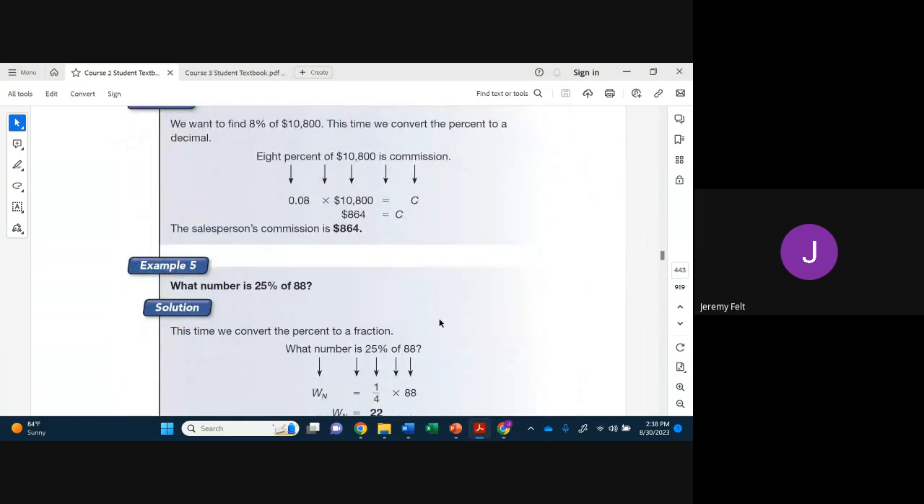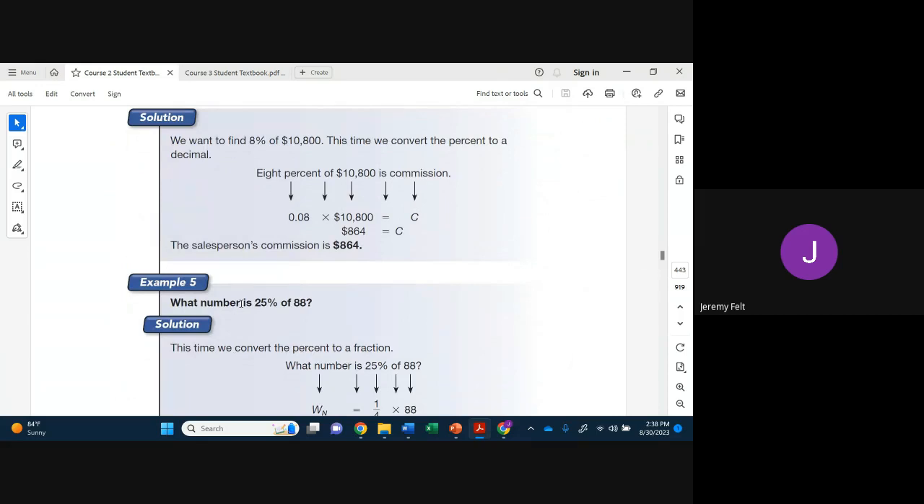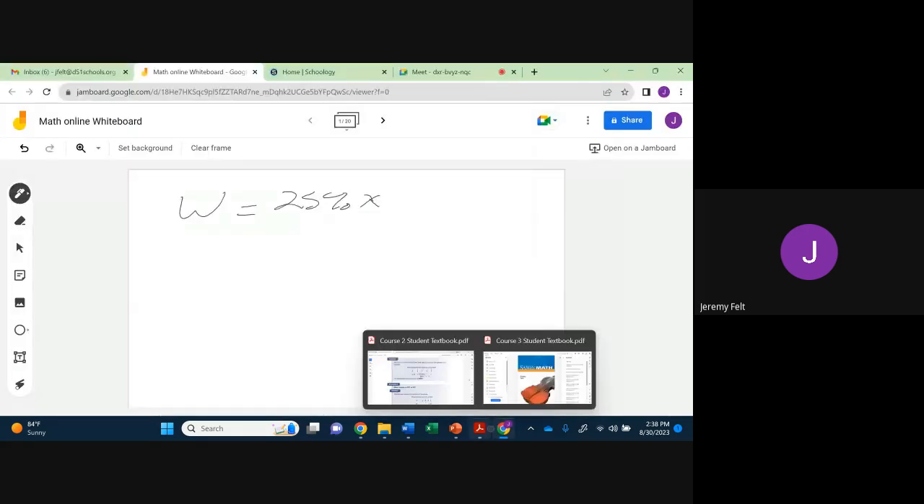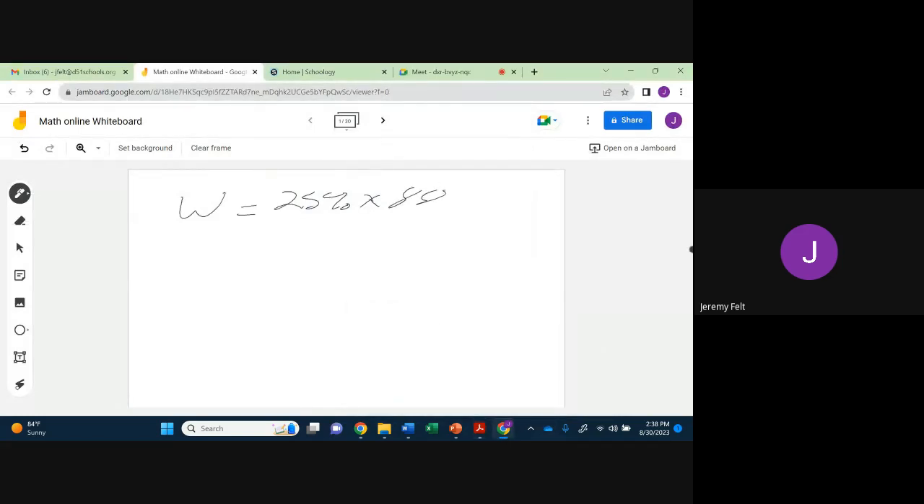Let's do this, it's a percentage. What number is 25% of 88? So what number, we can call whatever, equals 25% of 88. Well, 25%, we can convert that to a fraction, 1/4, or we could just do it as a decimal, 0.25. Since we're able to use calculators now, I would just do 0.25 times 88, which gives us 22.